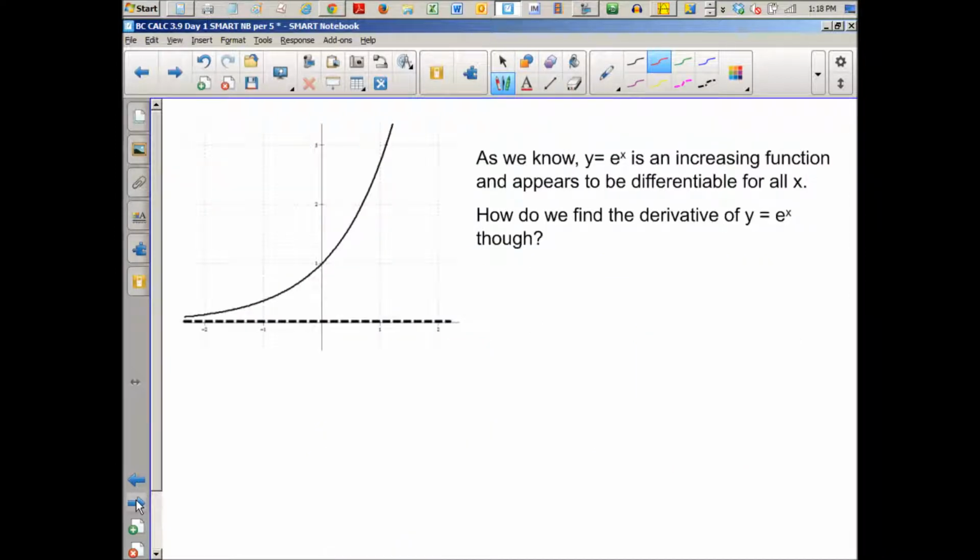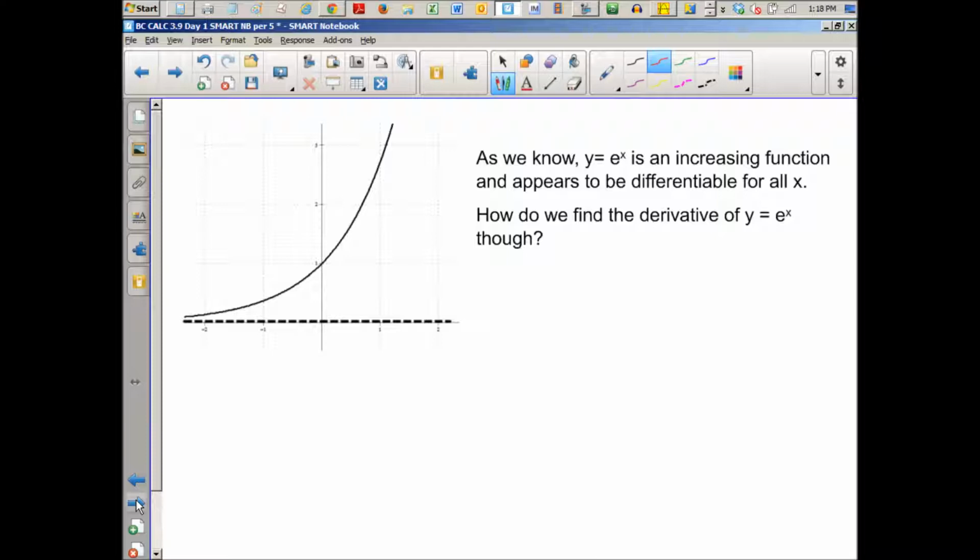Okay, so let's talk about e to the x. This is the graph, right? Does it look differentiable to you? What do I mean by that? When I ask that, what does that mean? Definitely continuous, and plenty of tangent lines, right? Any spots on there where you think there might be a sharp turn or corner or cusp or vertical tangent?